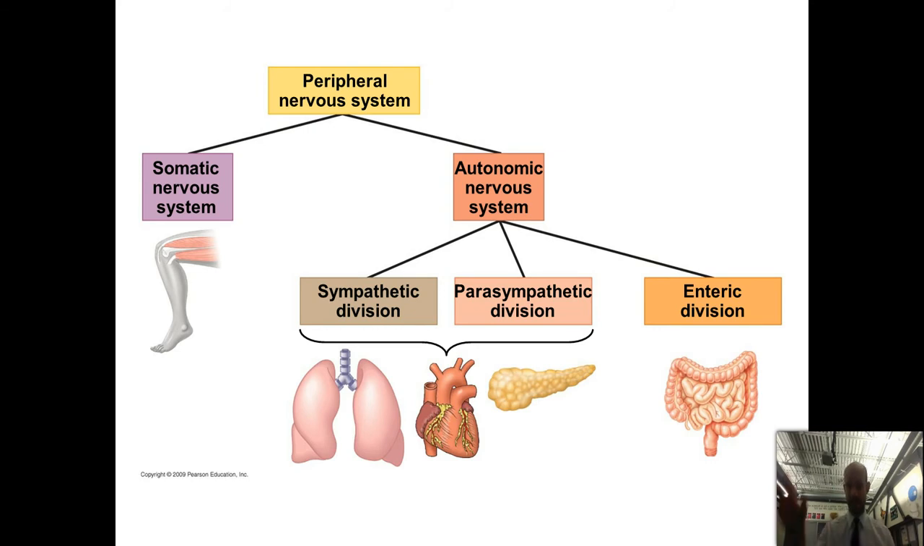system. There is one other division called the enteric division, occasionally referred to as the second brain, because the enteric division is the most autonomous division of the nervous system outside of the central nervous system. It can actually act without the central nervous system. And the enteric division is basically in charge of your digestive system. So, food entering your body.